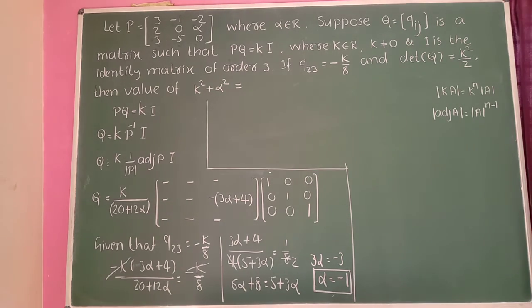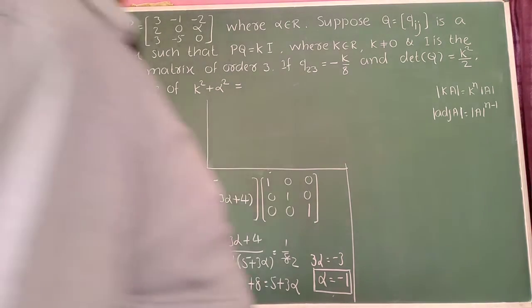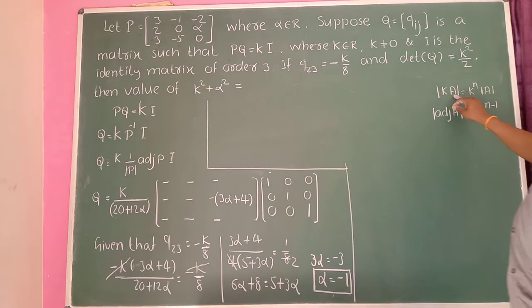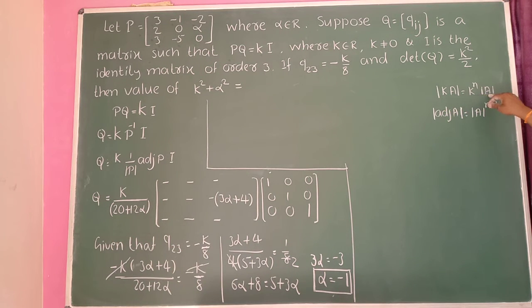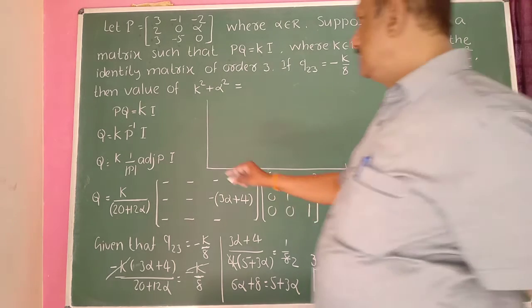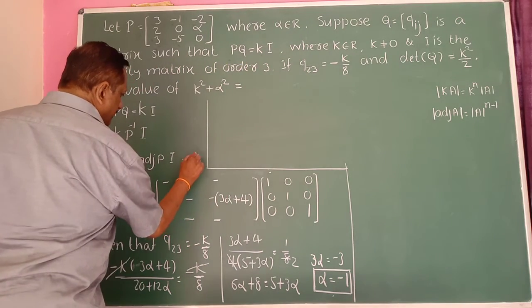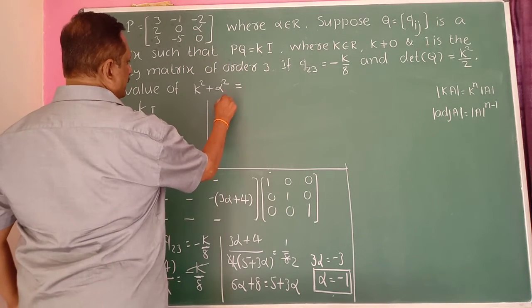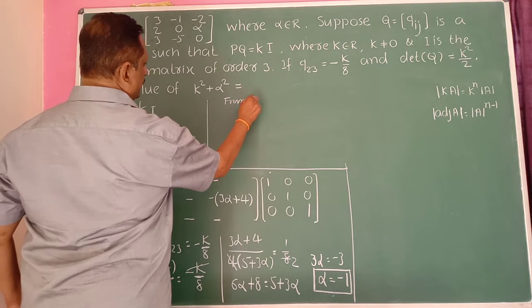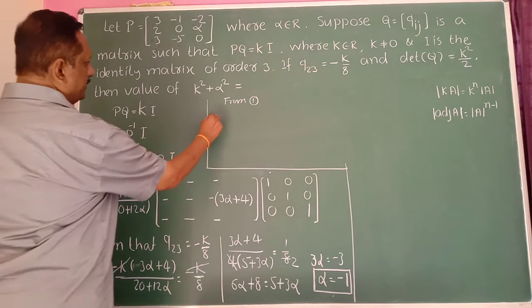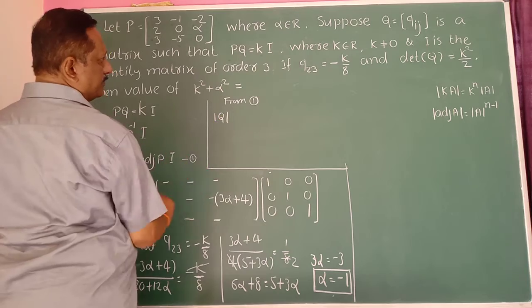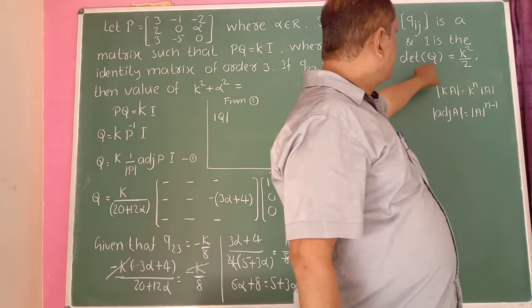Okay, you know this formula: determinant of k into a is equal to k raised to n into determinant of a, where n is the order of the matrix here. Determinant of adjoint of a is determinant of a raised to n minus 1. Again, n is the order of the matrix here. Using this result here, take this one as equation number 1 here. So from 1 here, determinant of q, because they already given here, determinant of q is k square by 2.